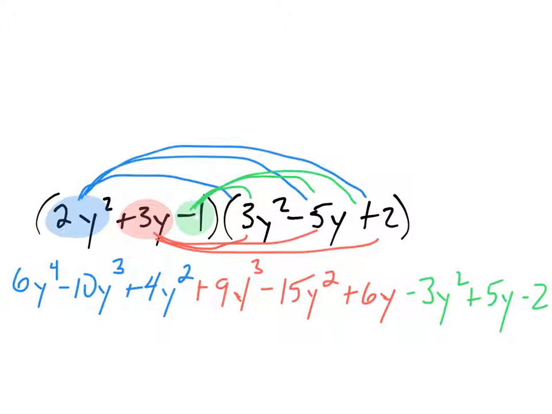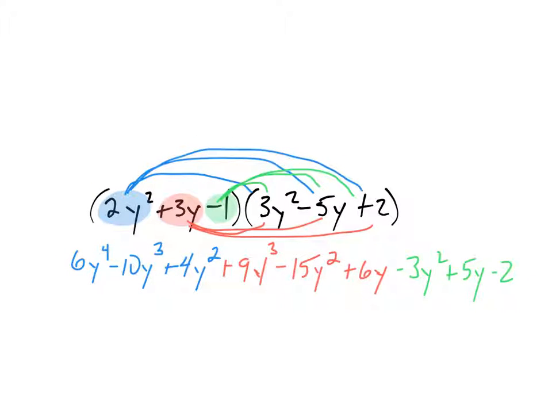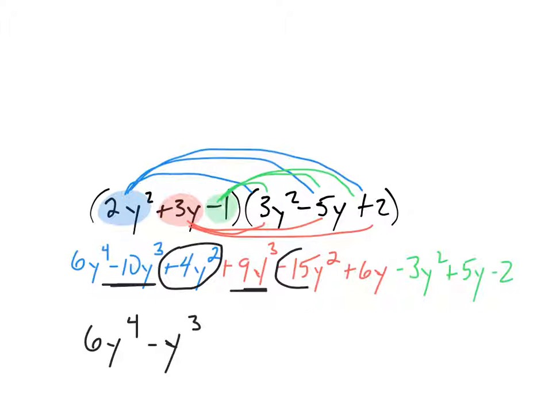Again, we start to look for like terms. And so my 6y to the fourth, like terms? No. So 6y to the fourth stays. The negative 10y cubed combines with the 9y cubed to get me negative y to the third power. Excellent. Then the 4y squared will combine with the negative 15y squared and the negative 3y squared.